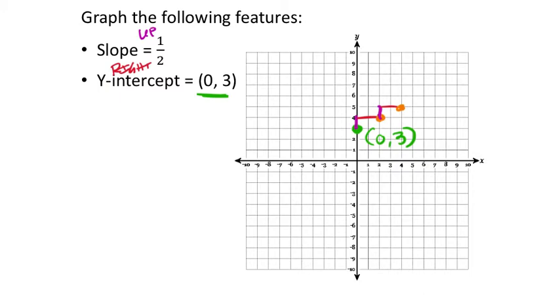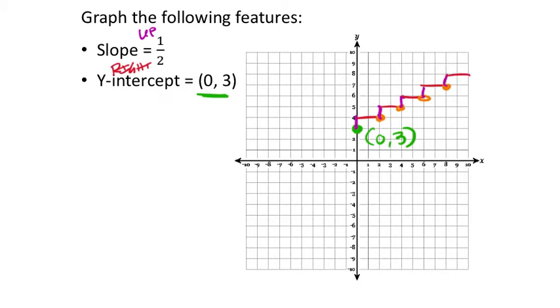I'm not going to actually list them all because it's a lot. And again, hopefully this is more review. Up 1 to the right 2. And then up 1 to the right 2. And then up 1 to the right 2.